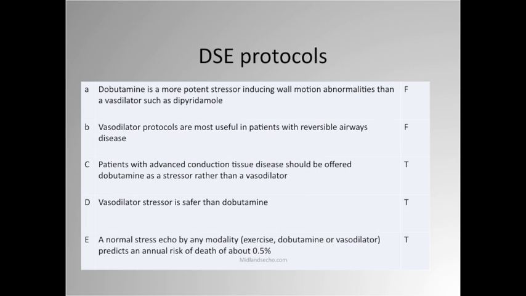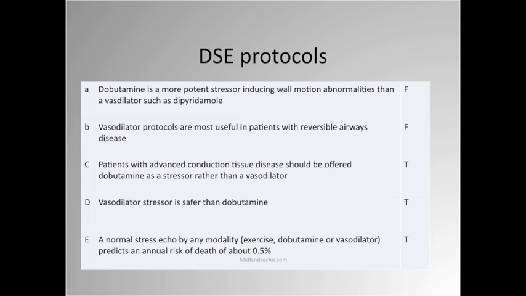Patients with advanced conducting tissue disease should be offered dobutamine as a stressor rather than a vasodilator. That's true, because adenosine and its friends often cause heart block. Vasodilator stress is safer than dobutamine. That's true. It's got less incidence of arrhythmias.